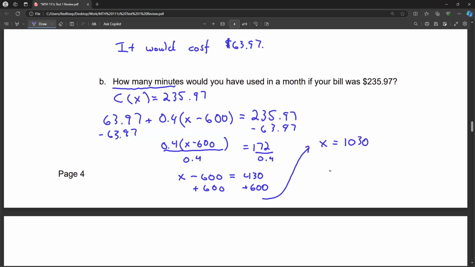And so you might answer this when they asked how many minutes would you have used in a month if your bill was this amount? So we would probably answer it with a sentence, saying, I would have used, remembering that the X value is the number of minutes, so I would have used 1,030 minutes. Perfect. Okay, I believe that's everything for question 8.